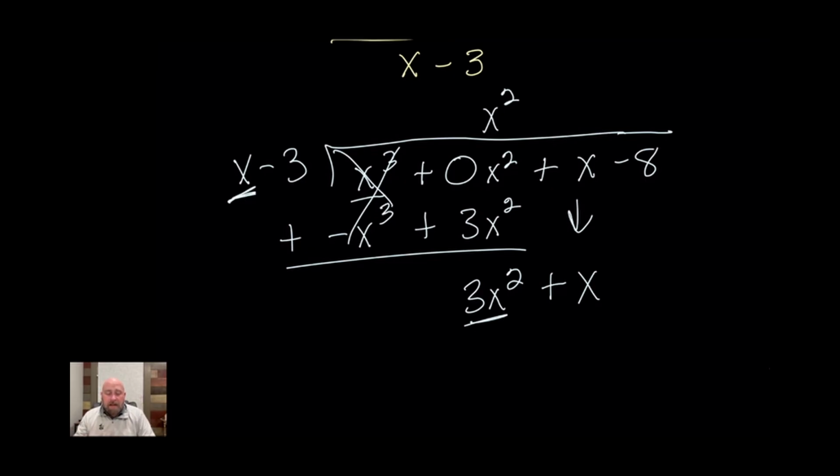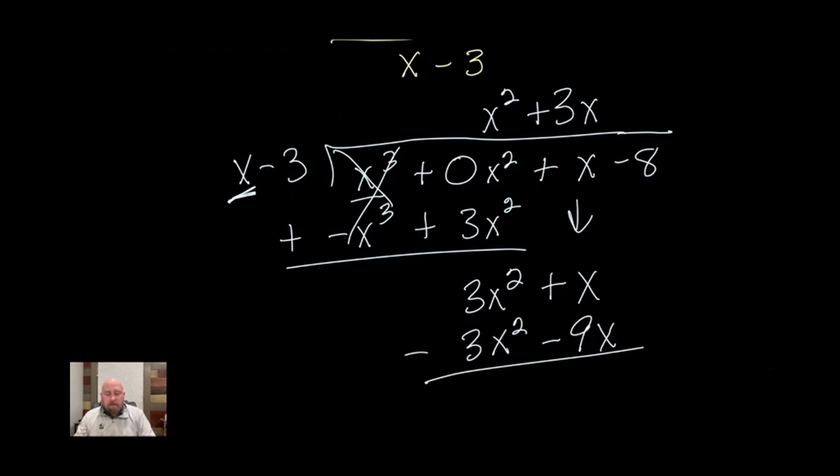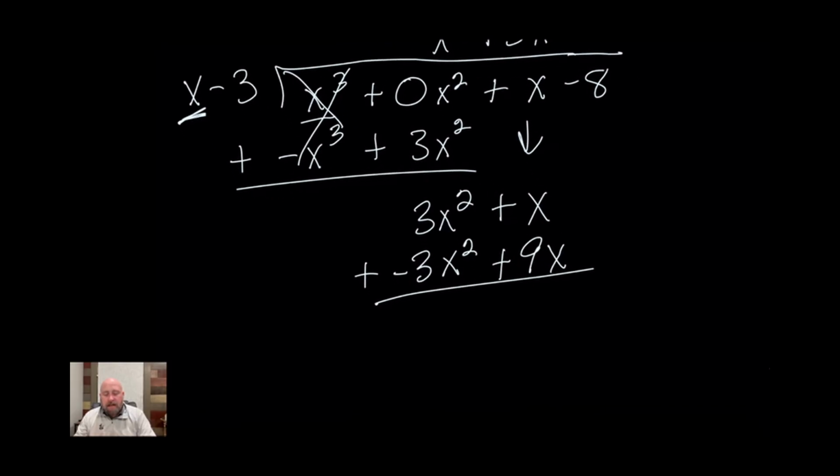x goes into 3x squared. That's going to go a positive 3x times. Notice I'm in my x column. That's really important, being in my x squared column. So 3x times negative 3 is going to give me a negative 9x. And then that is going to give me a positive 3x squared. Subtract. So I change the signs and I add. When I change my signs and add, this cancels. And now I have a 10x over here. 10x, and I'm going to bring down my negative 8.